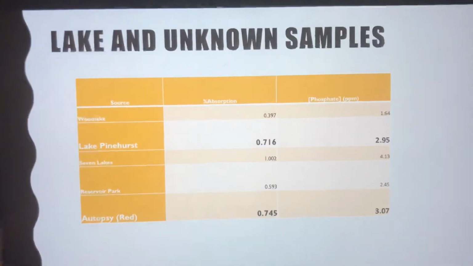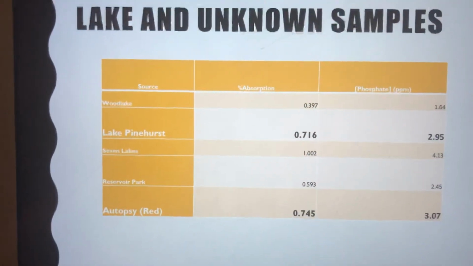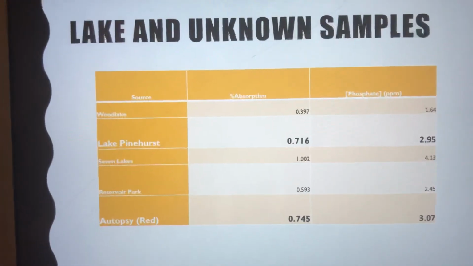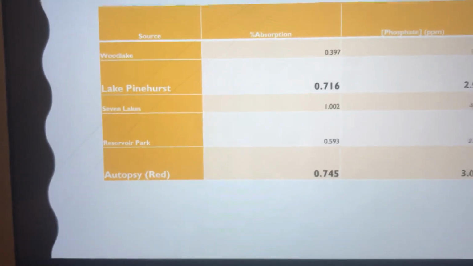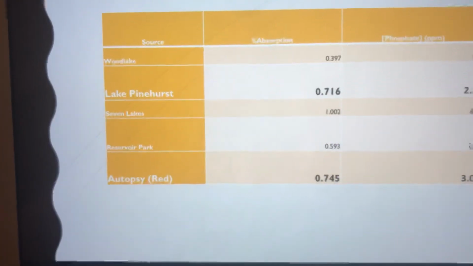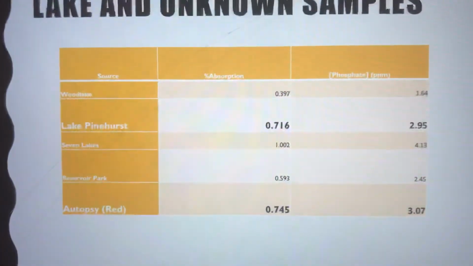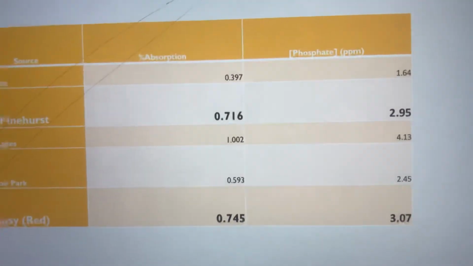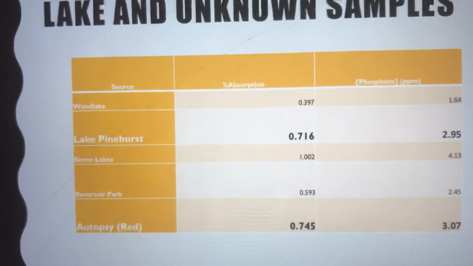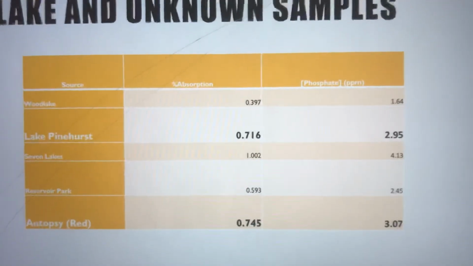So we take our 4 water samples, Wood Lake, Lake Pinehurst, Seven Lakes, and Reservoir Park, and we measure the percent absorbance of each of them. And then we have our autopsy sample. This is water taken from the lungs of the drowned businessman, and my sample was the red unknown. Because it's directly proportional, it's pretty easy to guess from the data, but I also have our calculated concentration values on the right in parts per million. I put in bold what I think our answer is going to be.